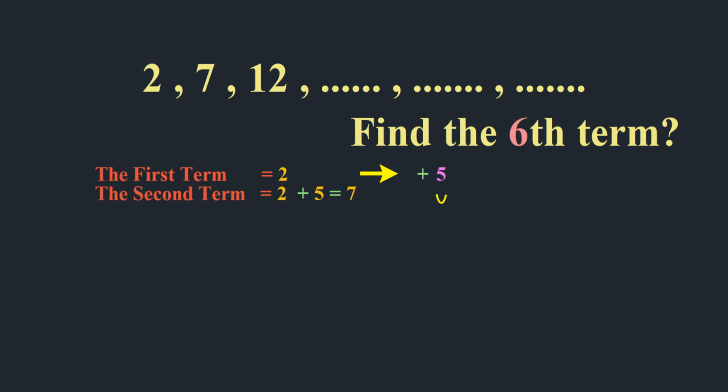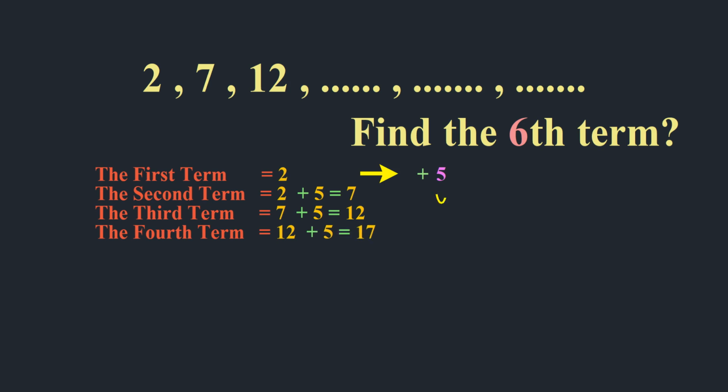And we can get the third term by adding 5 to the second term: 7 plus 5, which equals 12. And so on. We can get the fourth term by adding 5 to the third term. So the fourth term is equal to 12 plus 5, which equals 17. And the fifth term is equal to 17 plus 5, which equals 22.